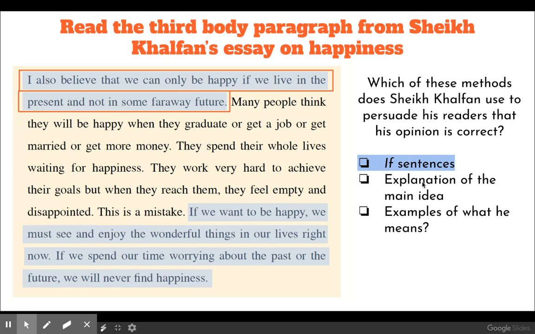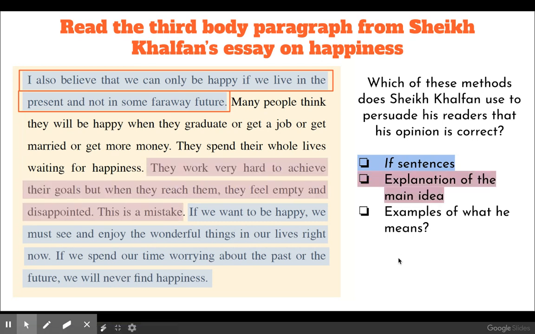Now, the next thing we're going to look for is explanation of this main idea. Can you find it? That's right, it's right there in the middle, where he's explaining how you can work really hard to achieve those goals in the future, but then we feel empty and disappointed. We're unhappy. So he is explaining why living in the future maybe is not a way to be happy.